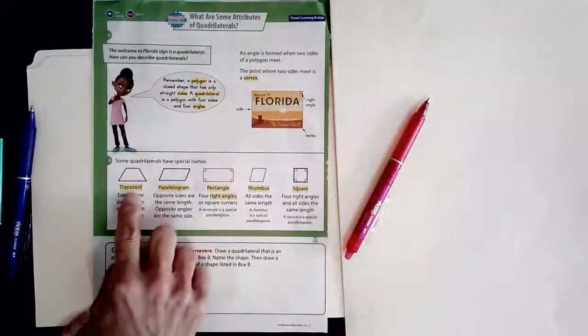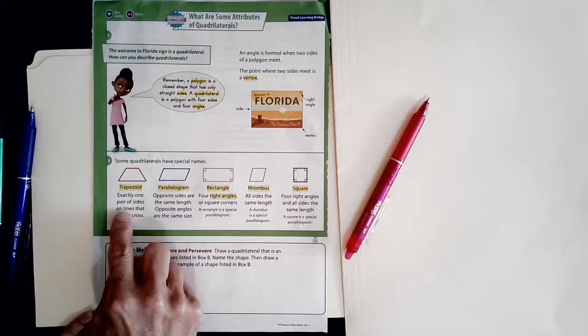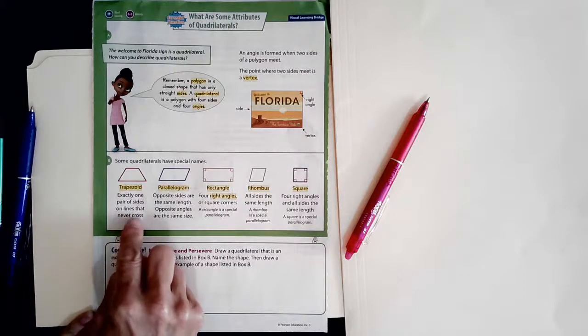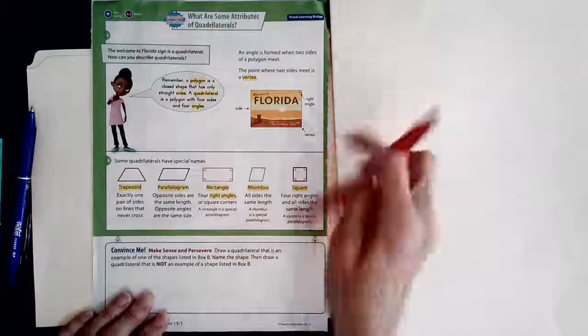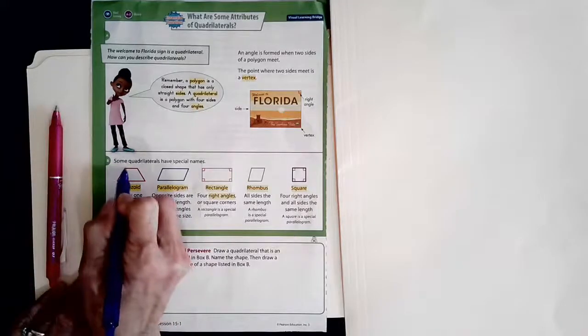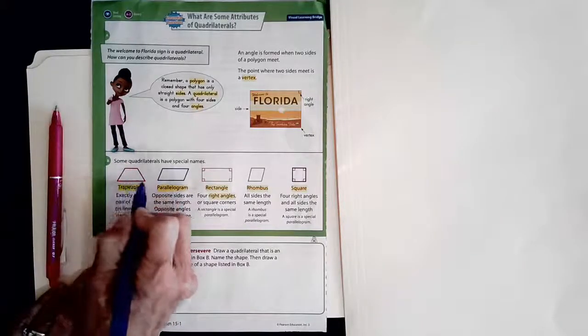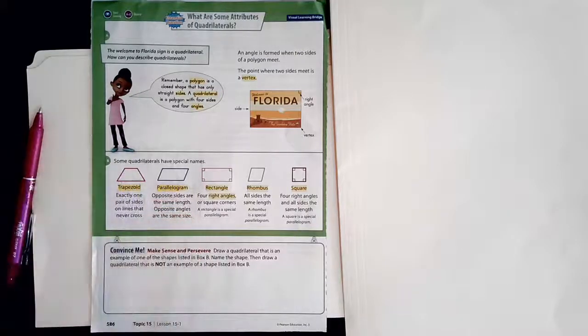Now, some quadrilaterals have some special names. There's a trapezoid. The trapezoid has exactly 1 pair of sides on lines that never cross. Exactly 1 pair of sides on lines that never cross. So if we look at this trapezoid, we can see that this line and this line, this pair, would always continue on and never touch one another.